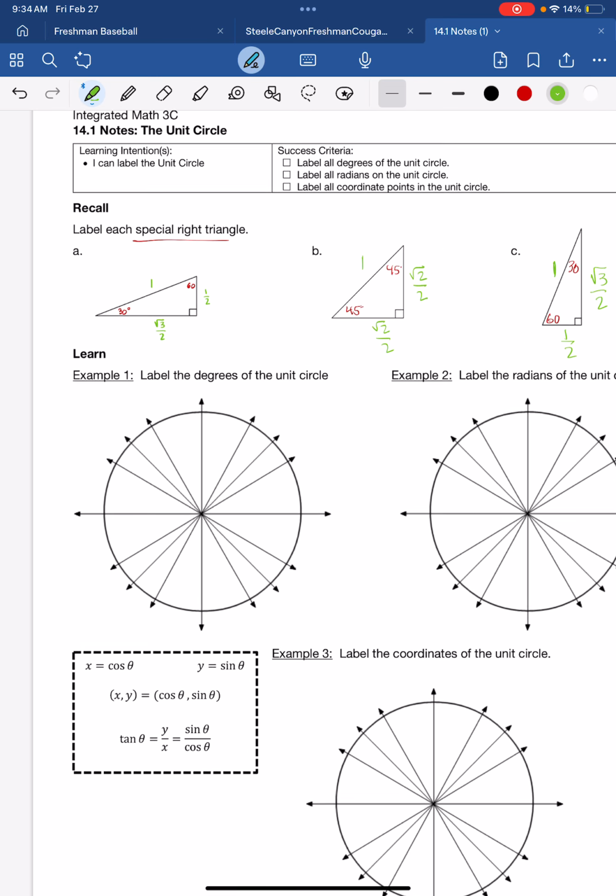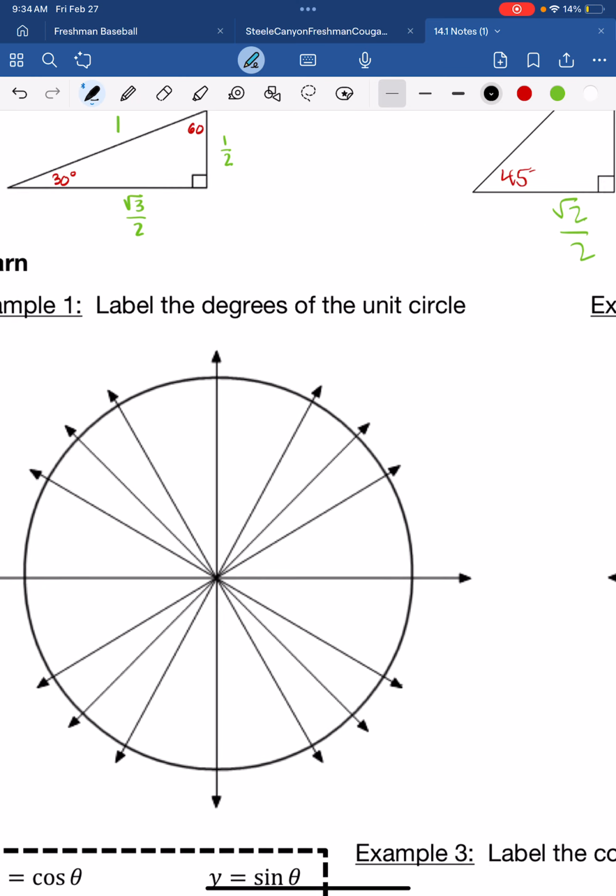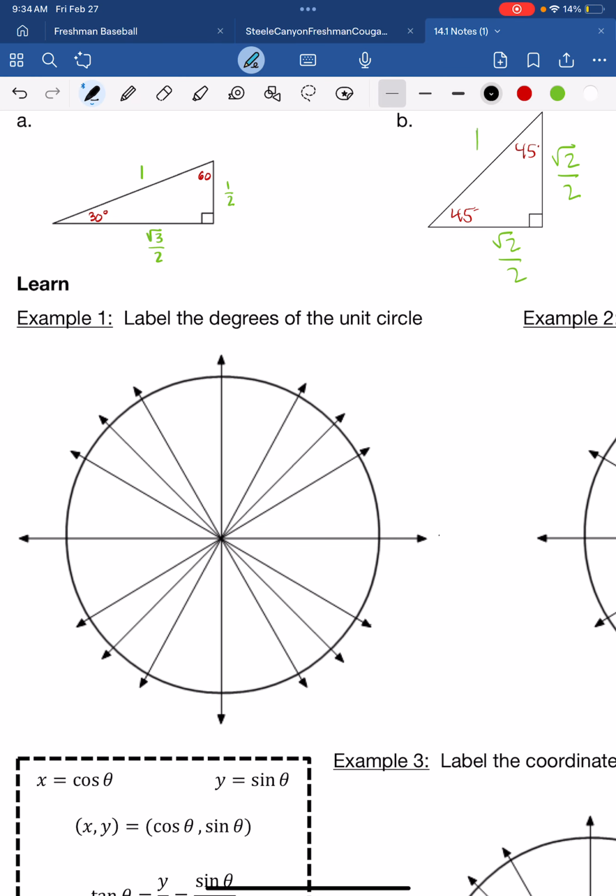All right, so labeling the degrees of the unit circle. So we've talked about this before. We got 0, we got 90, we got 180 right here. We get 270, and then if we make it all the way back around, that's 360 degrees. Right, so in each quadrant, we have quadrant 1 right here. Here's 1, here's 2, here's 3, and here's 4. So if you hear me refer to it as quadrants, that's what I'm talking about.